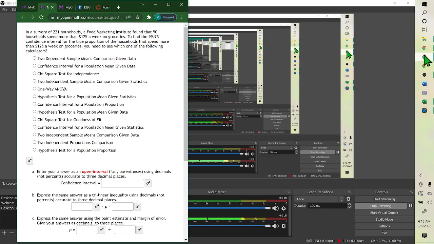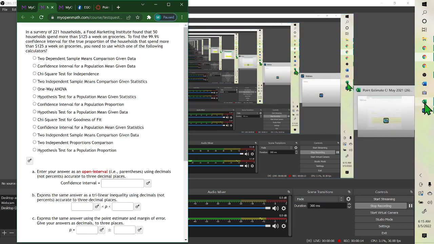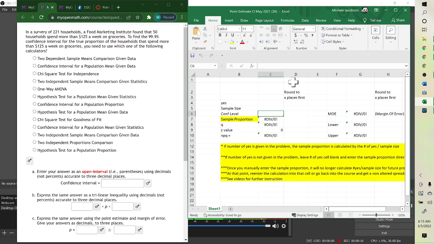Hello. In Chapter 8, when finding the confidence intervals with a proportion, we use this Excel sheet. This one says a survey of 221 household food marketing institutes found that 50 households spend more than $125 a week. To find the 99.9% confidence interval for the true proportion of households that spend more than $125 per week, you need to conduct a survey.